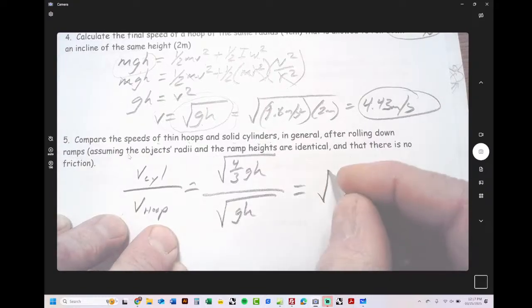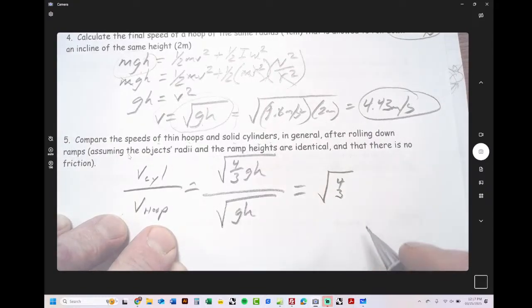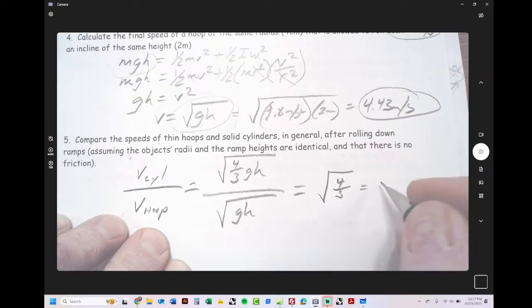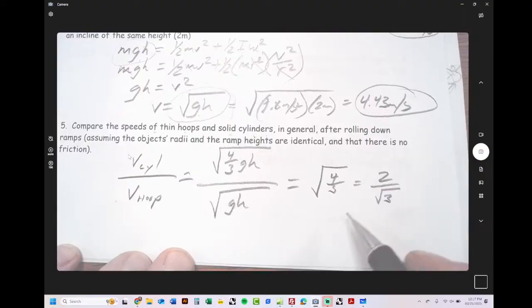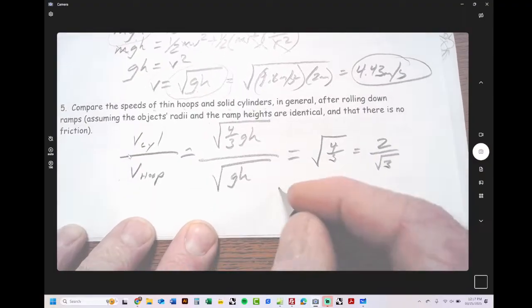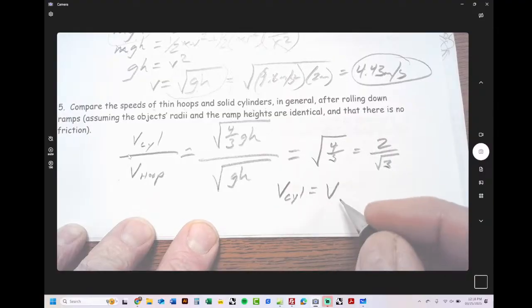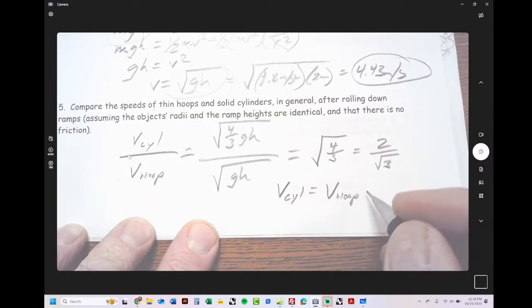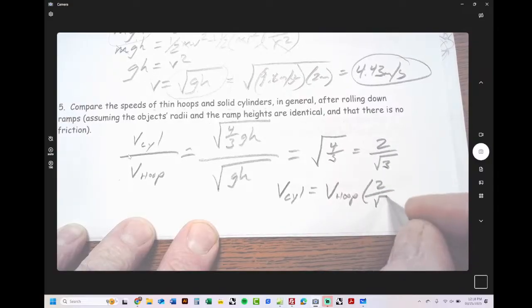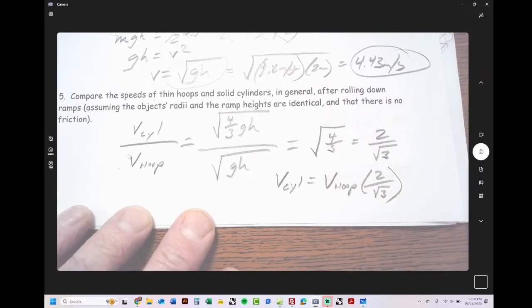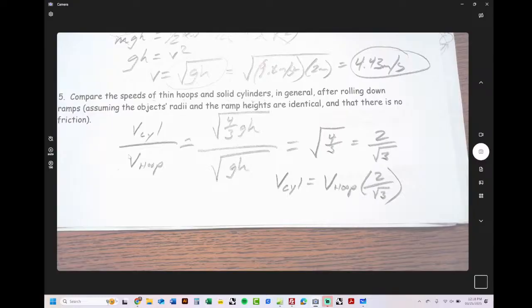Yeah, it's just this, or 2 over root 3. I don't know what the math teachers would want you to do. But basically, the velocity of the cylinder is the velocity of the hoop times 2 divided by the square root of 3. So that'll always be the ratio of those. Doesn't matter how big the hoop is or how big the cylinder is. One could be tall, one could be short, one could be heavy, one could be light.